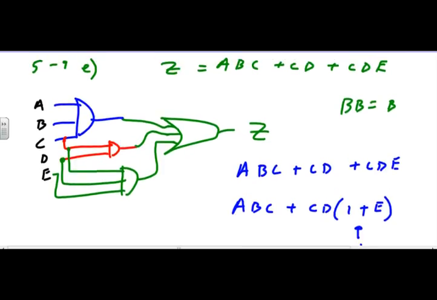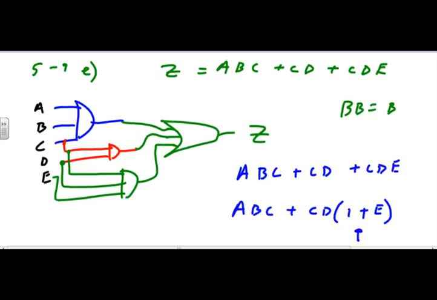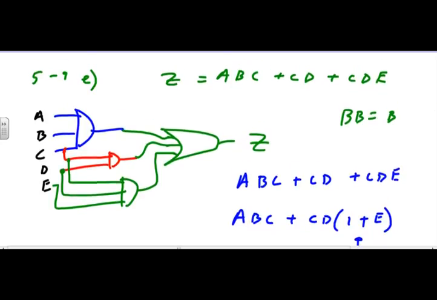Yeah, the fourth rule says 1 plus E is 1, and then the second rule says that CD and 1 is just CD. So you just get CD back. So you chose E because that's the only other one, other than A, B, and C, that has a source.